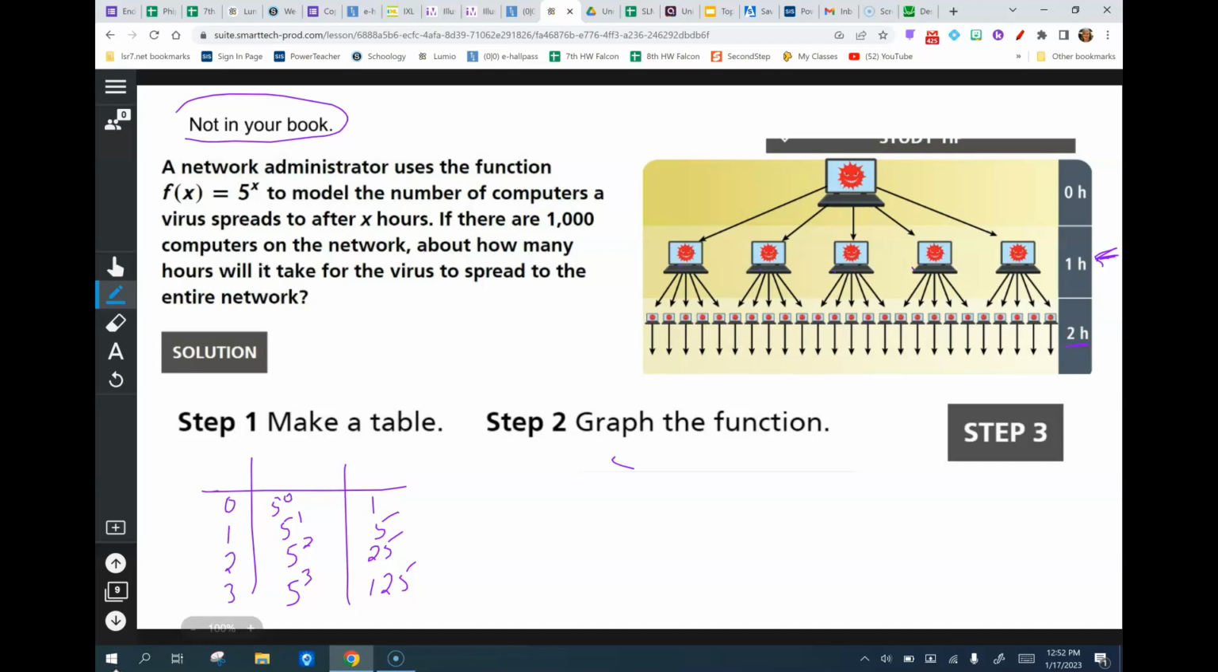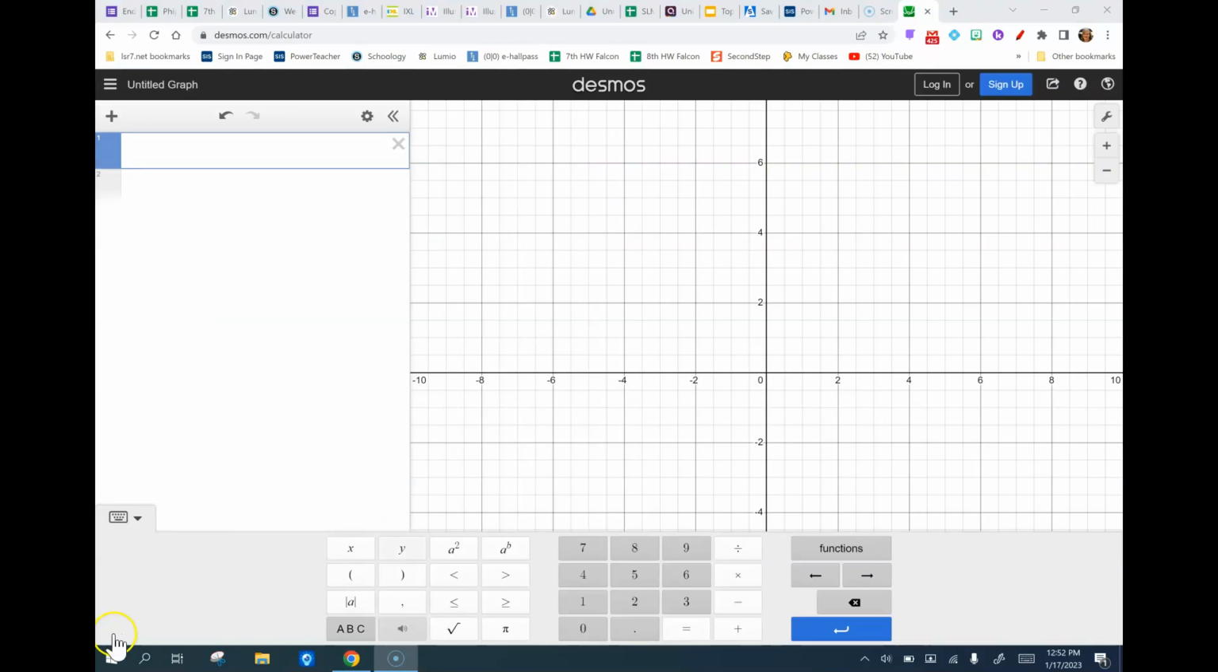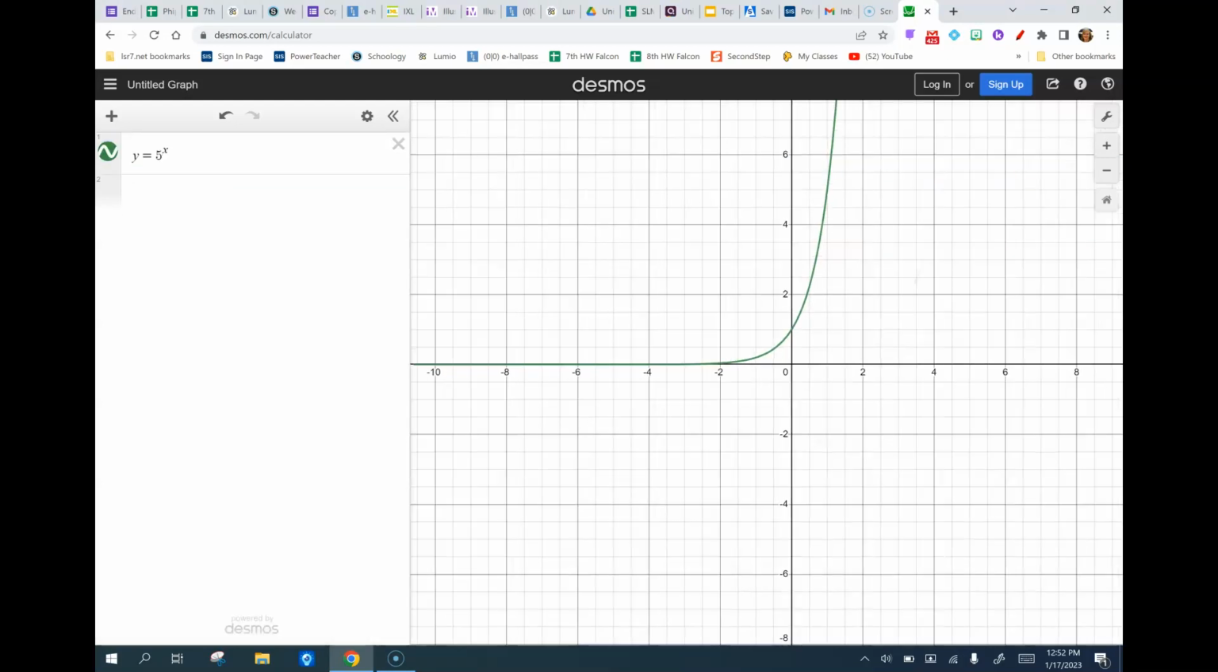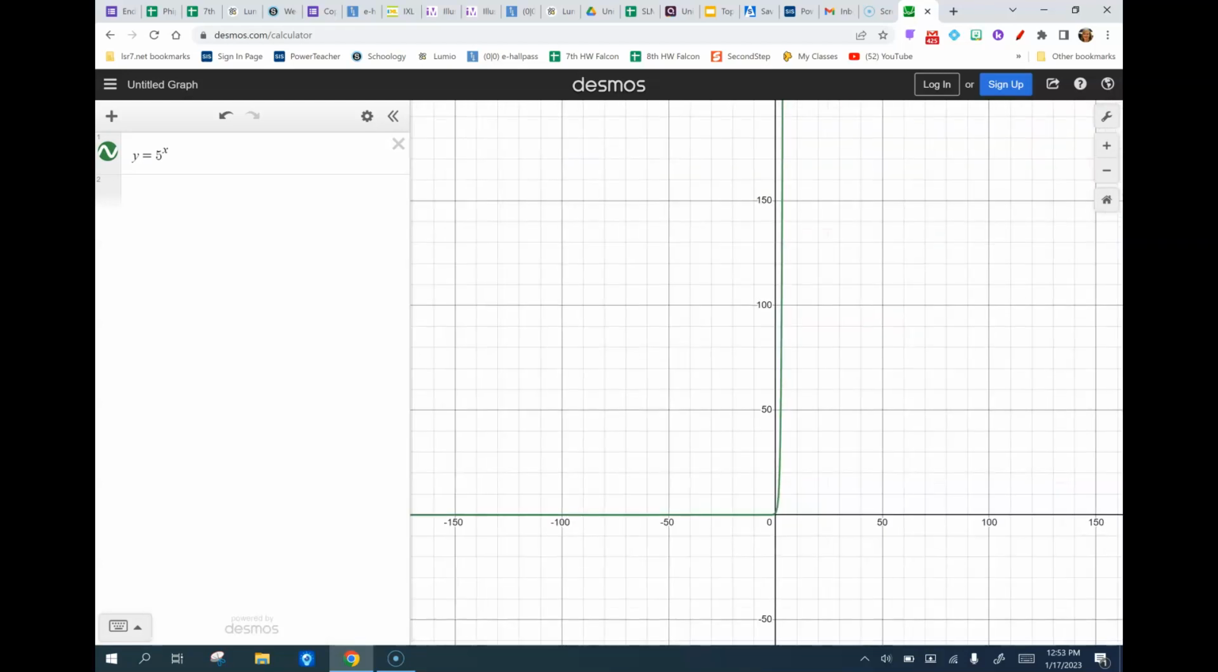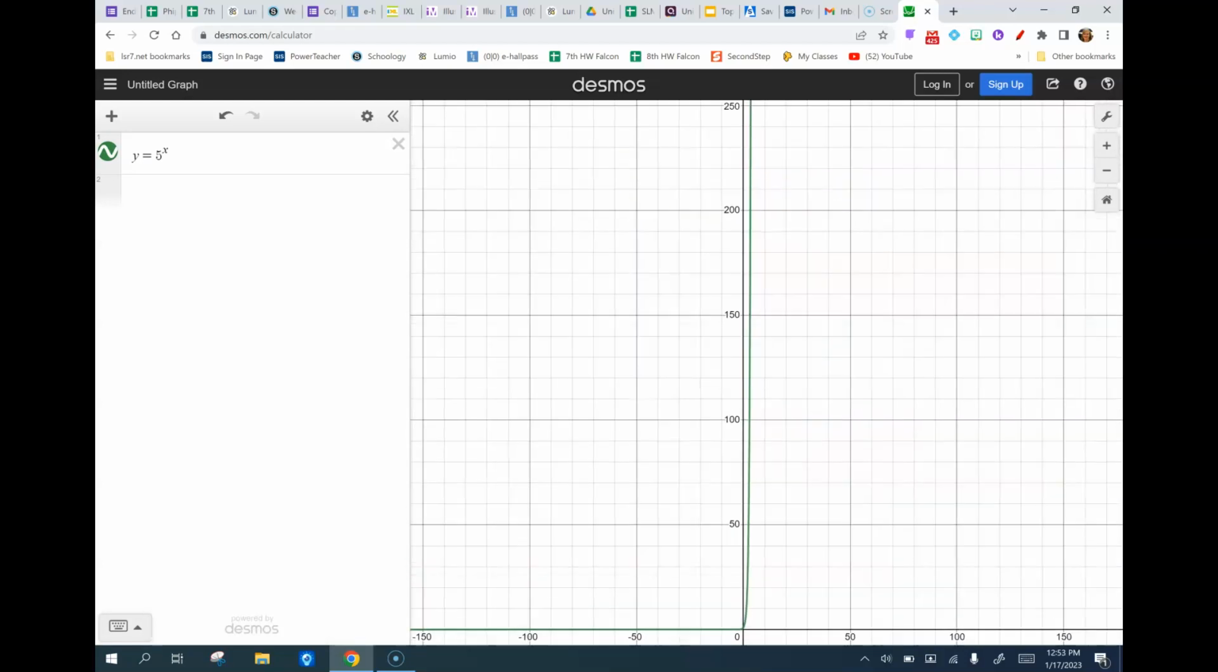So then we would graph this. I'm just going to sketch it for now. Actually, we're going to go out to Desmos, and we're going to graph this. Okay, so hold on. Let's go to Desmos. So I'm going to do the function y equals 5 to the x power. Look how quickly that goes up. Now I'm going to shrink it so we can see what is happening. Look at how quickly that's going up.